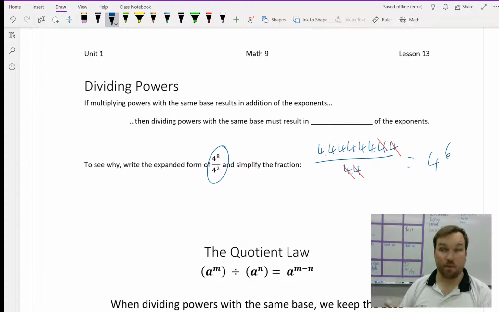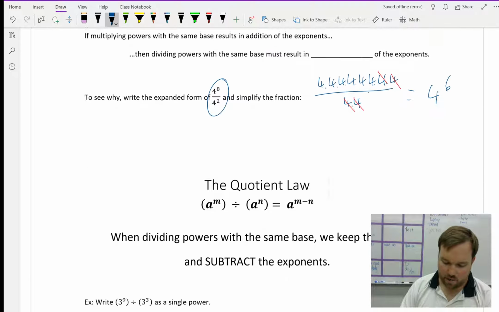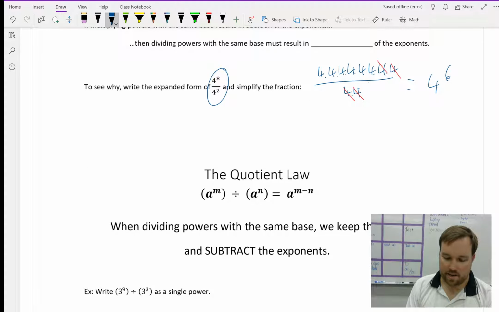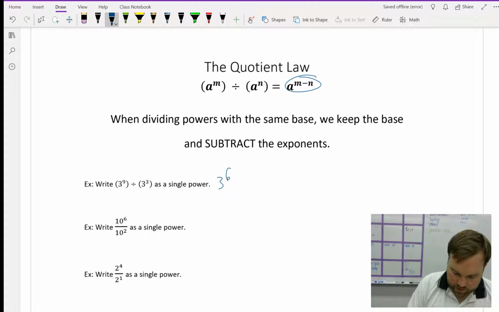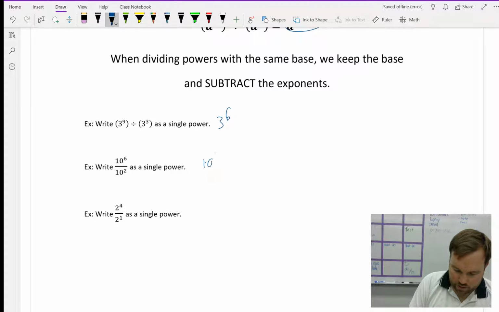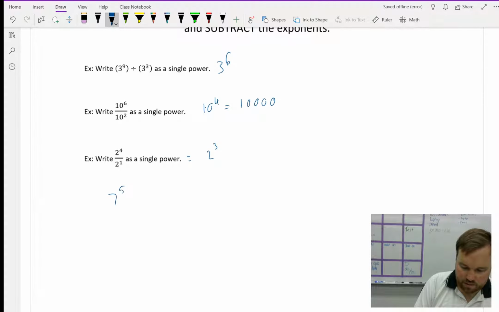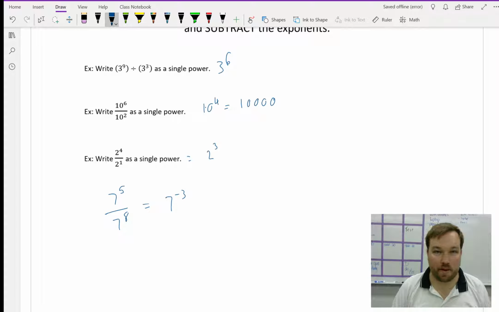So we can, providing we have the same base, subtract the powers when there's a division. So a to the m divided by a to the n, we do a subtraction in the powers. So this here, 3 to the 9 divided by 3 to the 3 is 3 to the 6. Here, 10 to the 4. Remember, we can also write that as 1 with 4 zeros. Here is 2 to the 3. Note that if we wrote 7 to the 5 over 7 to the 8, the result would be 7 to the minus 3. And it's entirely possible to have negative powers.